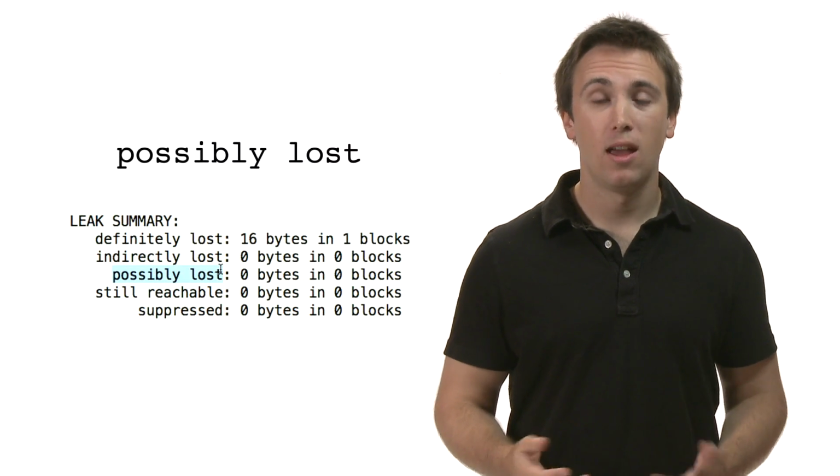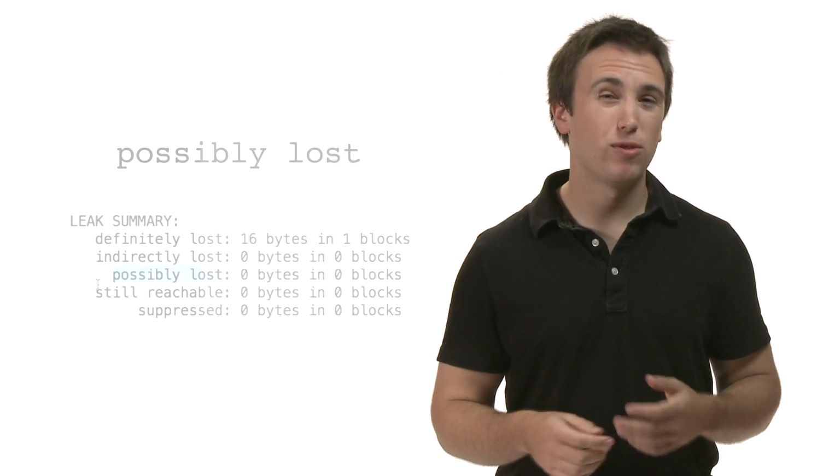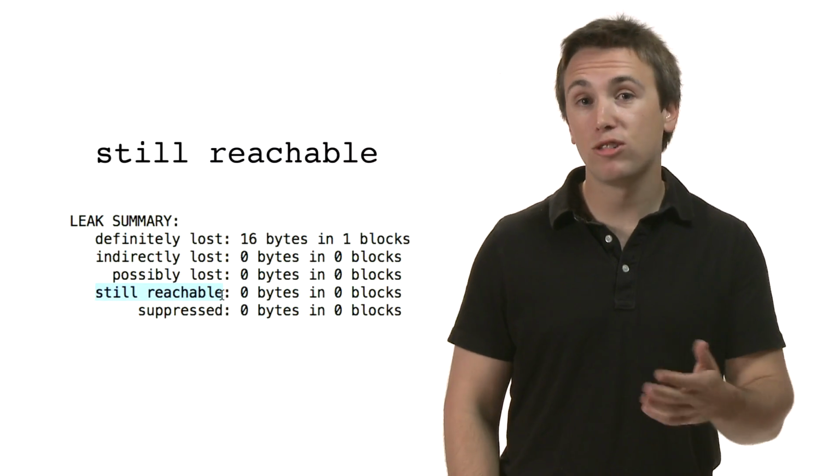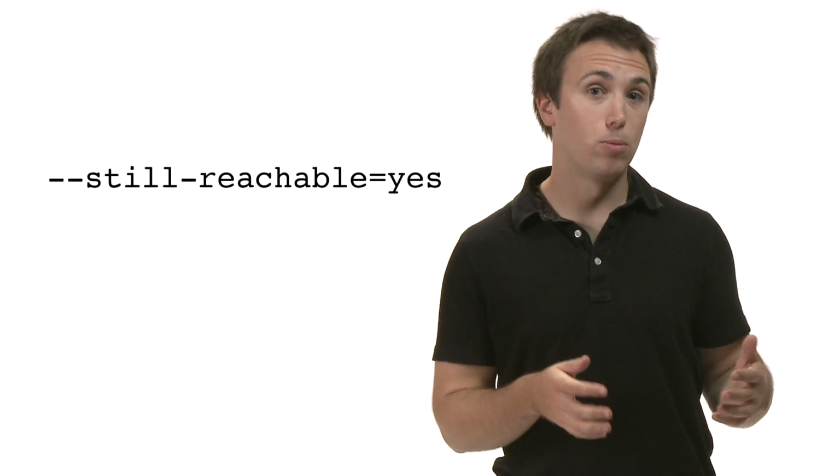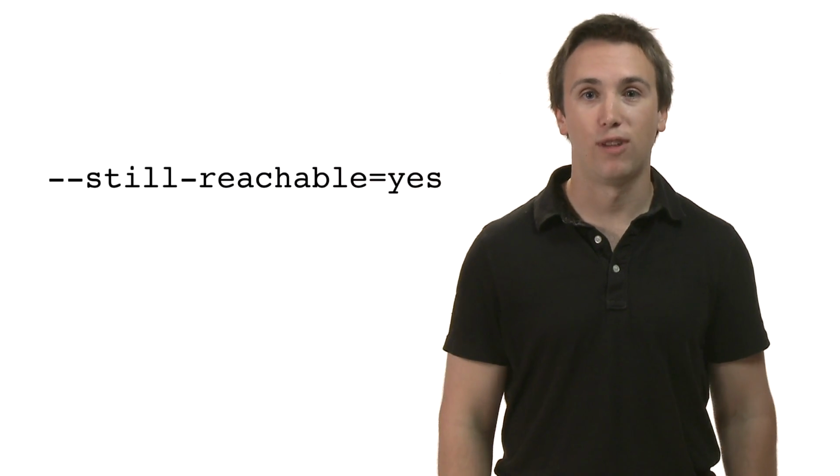Possibly lost. This is heap allocated memory to which Valgrind cannot be sure whether there is a pointer or not. And still reachable is heap allocated memory to which the program still has a pointer at exit, which typically means that a global variable points to it. To check for these leaks, you'll also have to include the option --show-reachable=yes in your invocation of Valgrind. These different cases might require different strategies for cleaning them up, but all leaks should be eliminated.